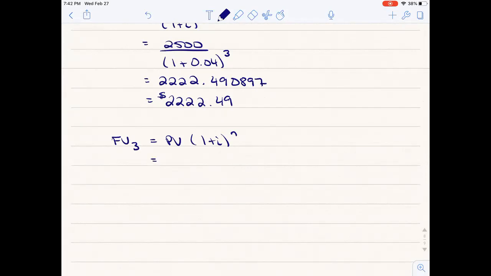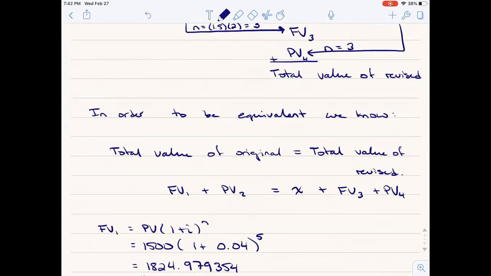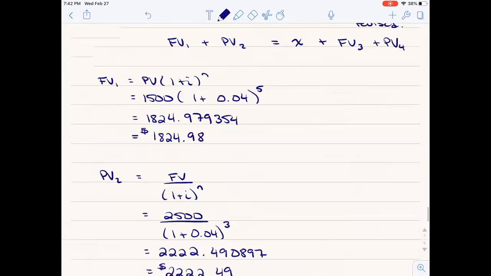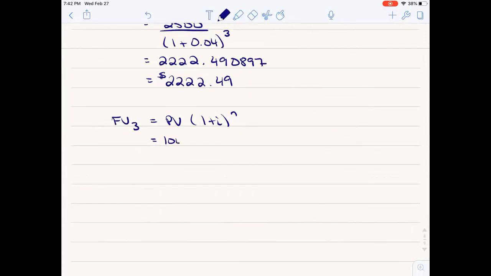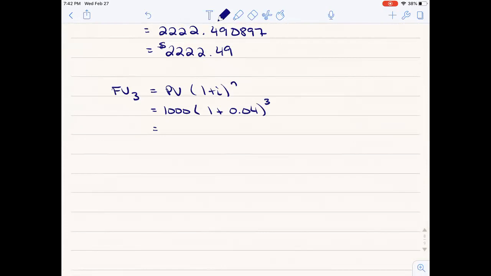Future value 3 has a present value of, I want to say 1,000. So 1,000 times 1.04 to the power of 3. 1.04 to the power of 3 times 1,000. We got 1,124.864, which in money is 1,124.86.